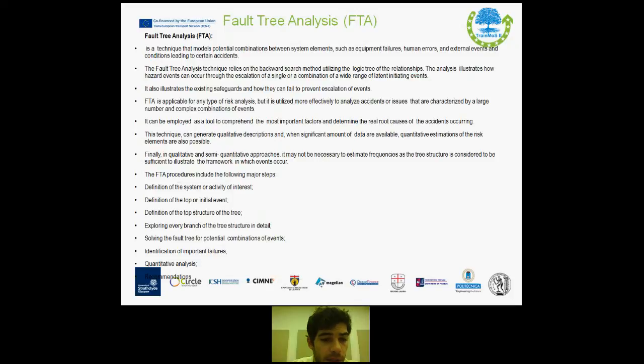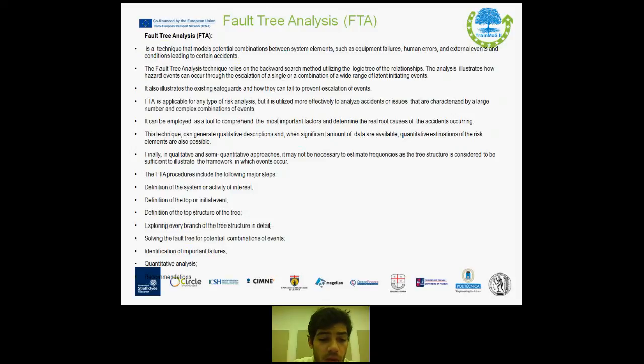Fault tree analysis is applicable again for any type of risk analysis, but it is utilized more effectively to analyze accidents or issues that are characterized by a large number and complex combination of events. It can be employed as a tool to comprehend the most important factors and determine the real root causes of the accidents occurring. This technique can generate qualitative descriptions, and when a significant amount of data is available, quantitative estimations of the risk elements are also possible. Finally, in qualitative and semi-quantitative approaches, it may not be necessary to estimate frequencies, as the tree structure is considered to be sufficient to illustrate the framework in which events occur.